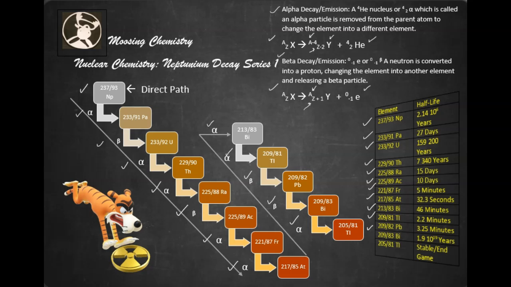Lead 209 has a half-life of 3.25 minutes. Bismuth 209 has a very long half-life of 1.19 times 10 to the 19 years. And then finally, it gets down to thallium 205, which is stable, or what I call the end game, which means it doesn't decay any further.